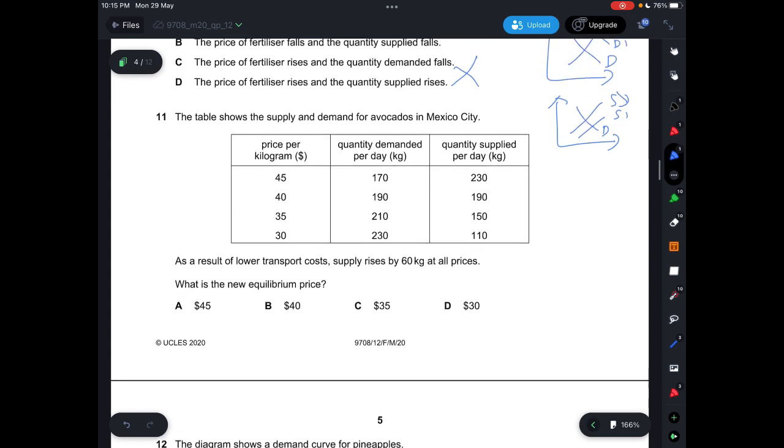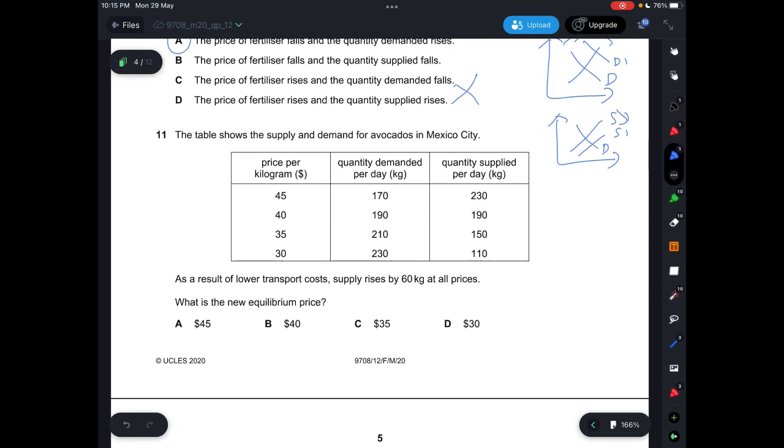And then question 11. The table shows the supply and demand for avocados in Mexico City. As a result of lower transport costs, supply rises by 60 kg at all prices. And what is the new equilibrium price? So supply rises 60 kg at all prices. You can see originally the equilibrium price is $40 per kilogram.